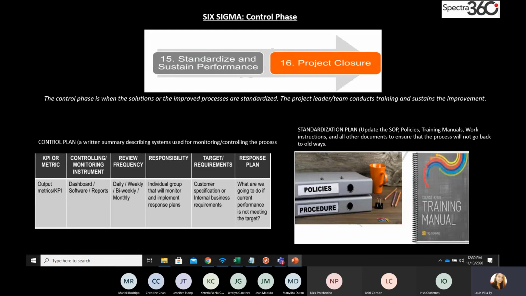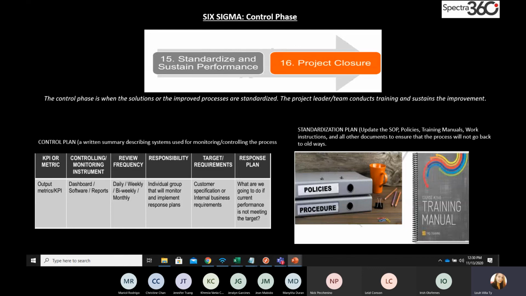So we are in the last part finally. The last part is the control phase. There are two steps in the control phase, which are to standardize and sustain performance, and lastly, you have to close the project. The control phase is when the solutions or the improved processes are standardized. The project leader or the team conducts training and sustains the improvement. There are two things that you need to prepare for the control phase. The control plan, similar to this one, is a written summary describing the systems and what is used for monitoring.